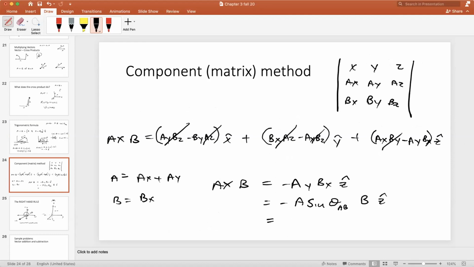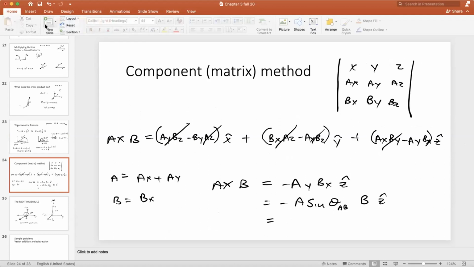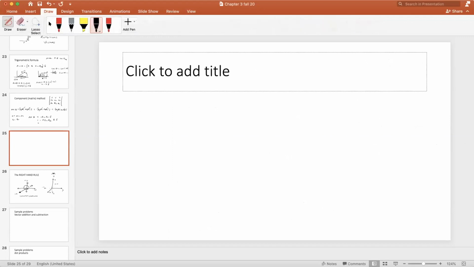That's important. But really, all you need to remember is a couple things. So let's kind of write these down. A plus B is equal to B plus A.